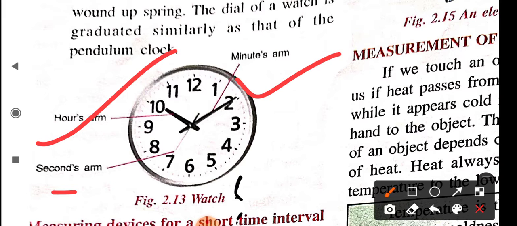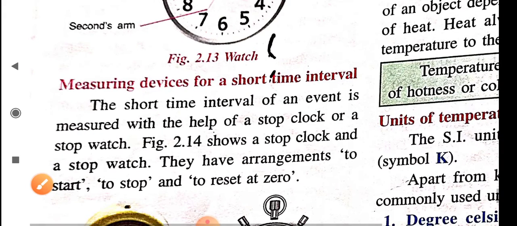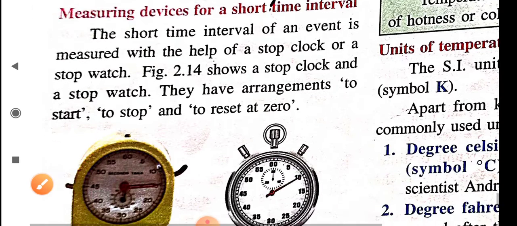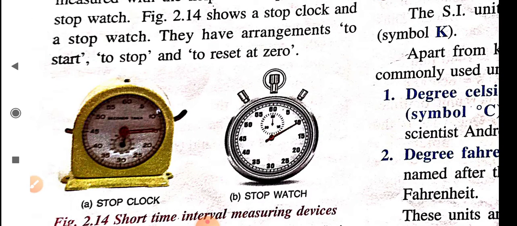Now, a measuring device for a short time interval. The short time interval of an event is measured with the help of a stop clock and stopwatch. They have an arrangement to start, to stop and to reset to 0.